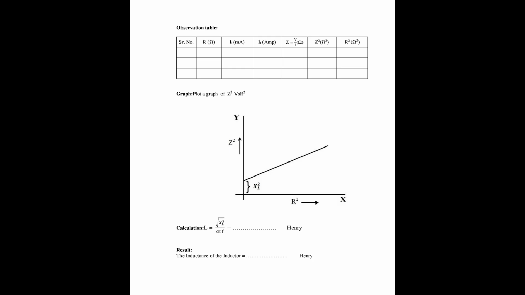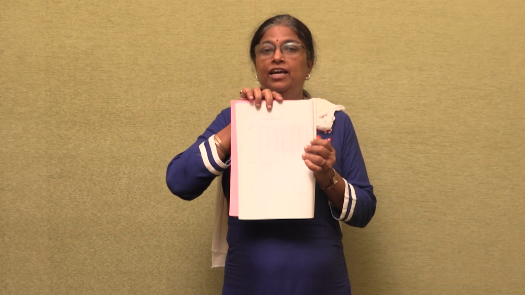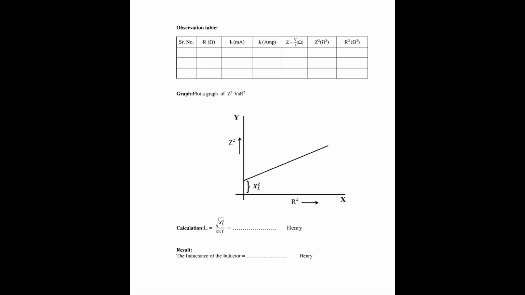How will you convert milliampere into ampere? You have to multiply by 10 raised to minus 3. The next column is Z, which is called impedance, which is given by the voltage upon current in ampere. Then the next column is R square and the next column is Z square. The calculation part you have to do using a simple calculator.